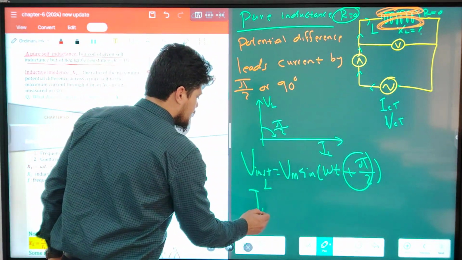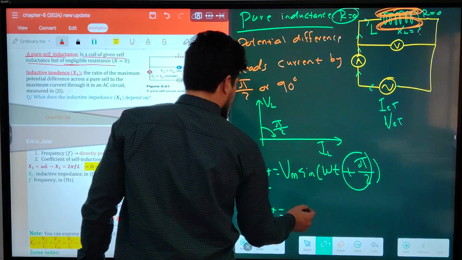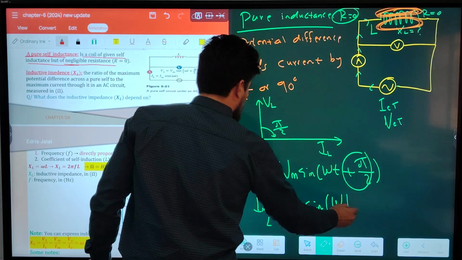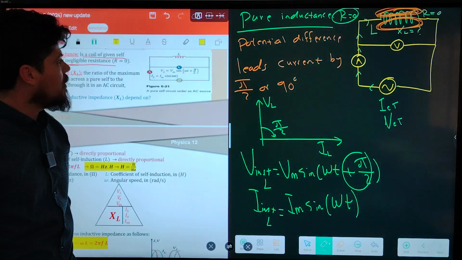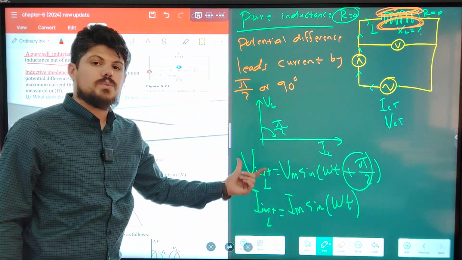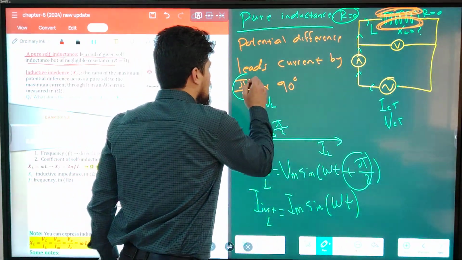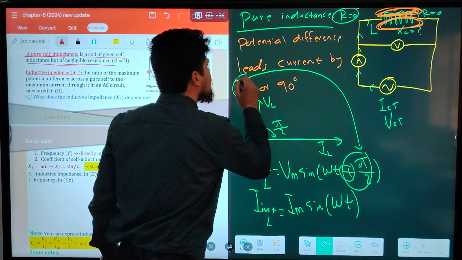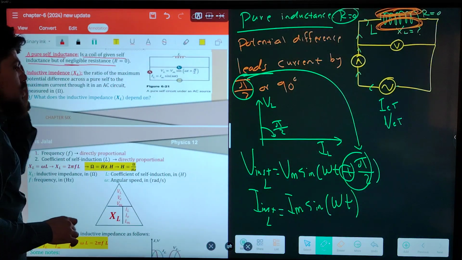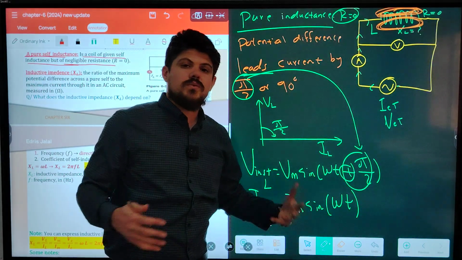But for the current, don't write this difference, you have to write only one time for this difference. It becomes Im sine omega t. Okay? When we say potential difference leads current, the expression of instantaneous potential difference is equal to Vm sine omega t plus pi over 2. Why plus? Because leads. But the current is like this: Im sine omega t. And don't write minus pi over 2. Okay? Because if you subtract pi over 2, the phase difference becomes 0.